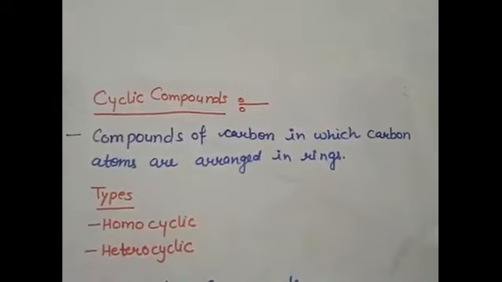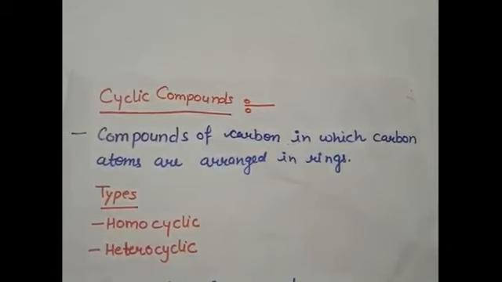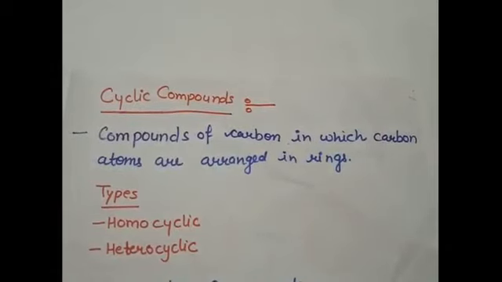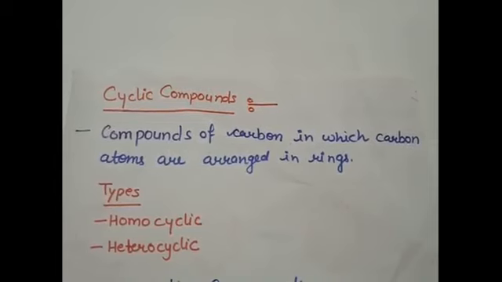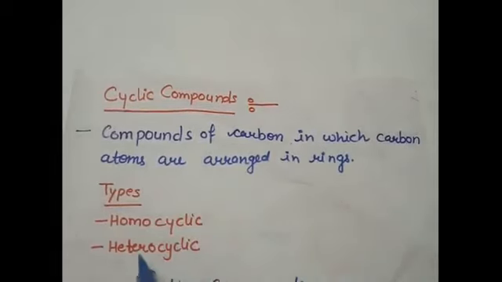So first topic is cyclic compounds. What are cyclic? As the name suggests, cyclic means a closed ring. So the compounds of carbon in which carbon atoms are arranged in the form of rings are called cyclic compounds. Cyclic compounds can be of two types. They can be homocyclic or heterocyclic.